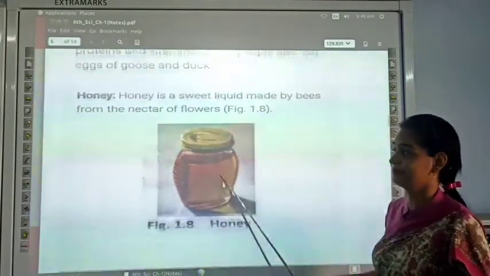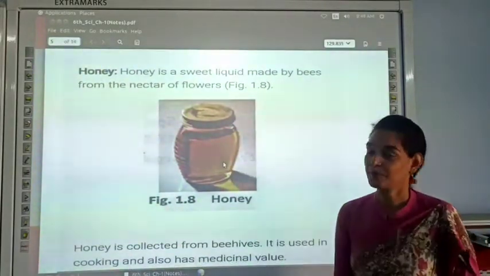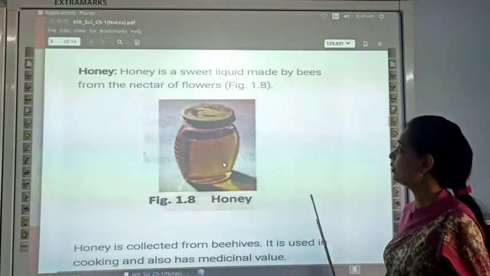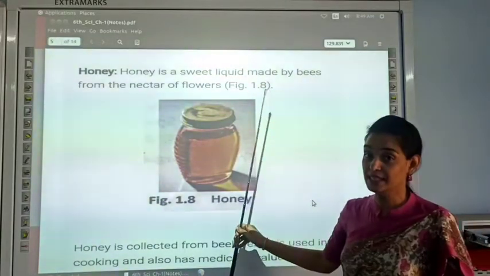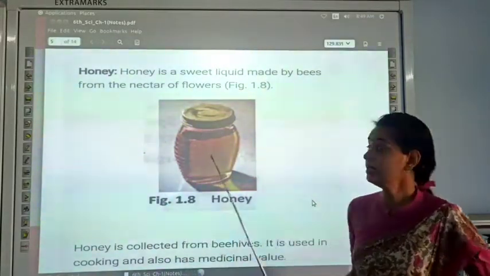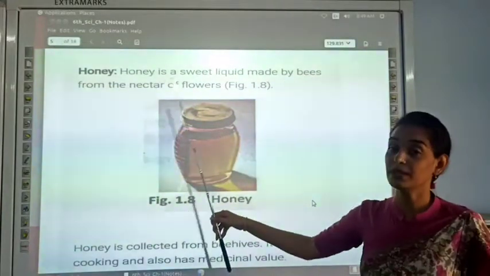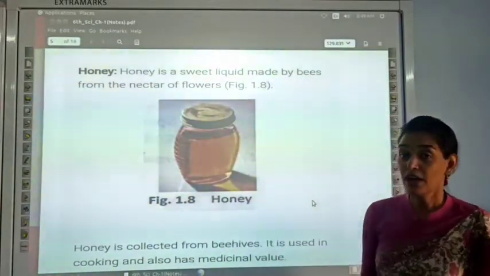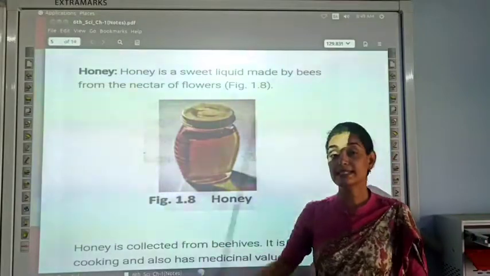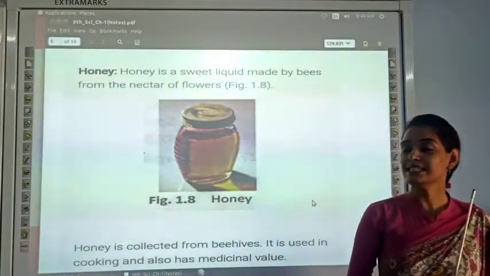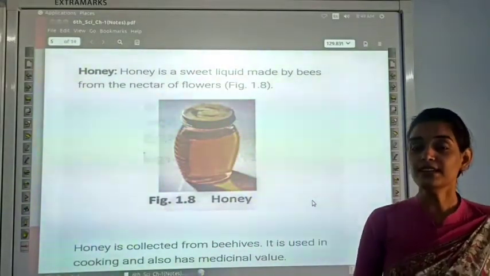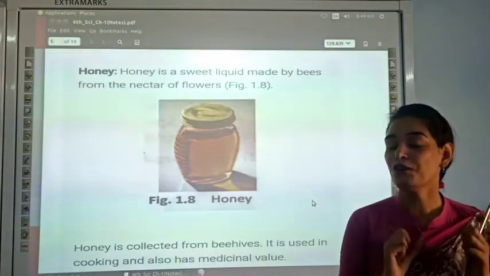Yes, duck. Now honey. Honey is a sweet liquid made by bees. This is the sweet liquid made by bees from the nectar of the flower. Now the word here, that is the nectar. What is the nectar? Nectar is the sweet juice of flower.